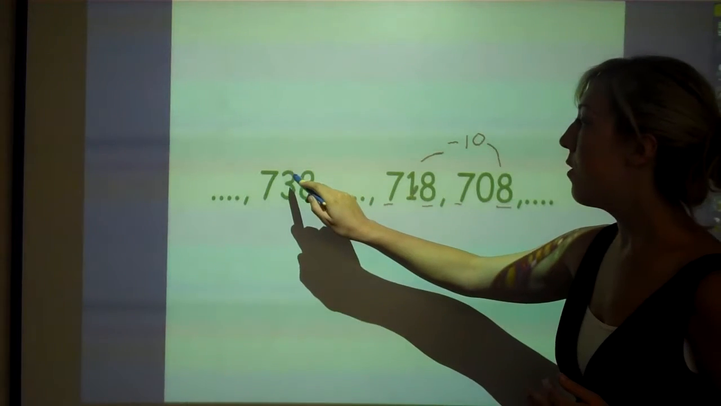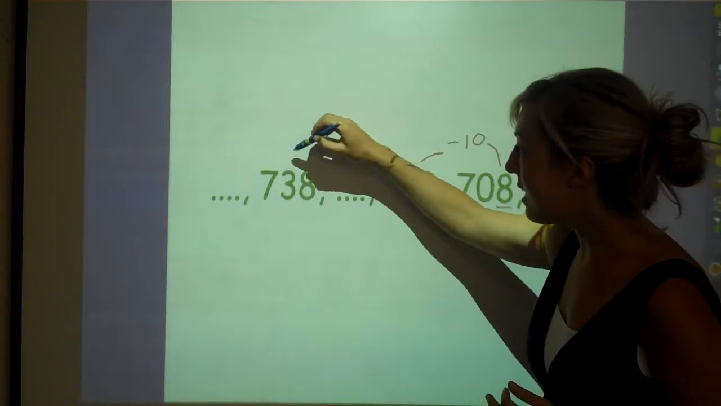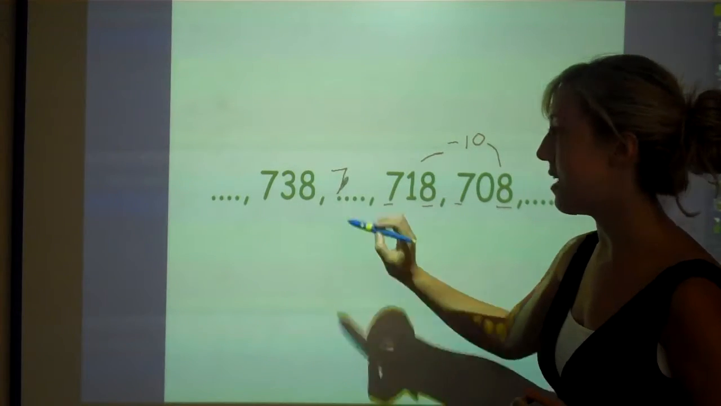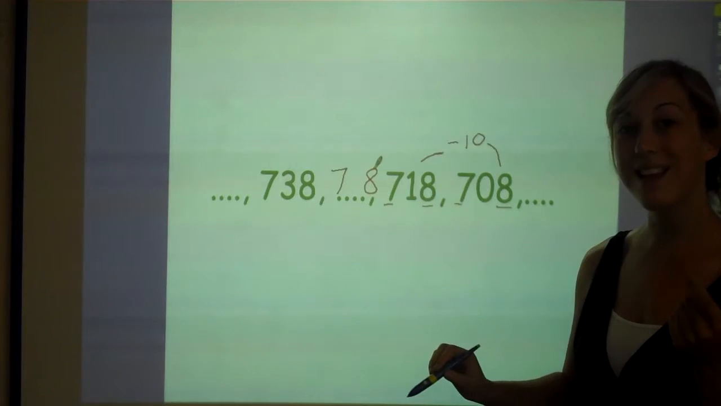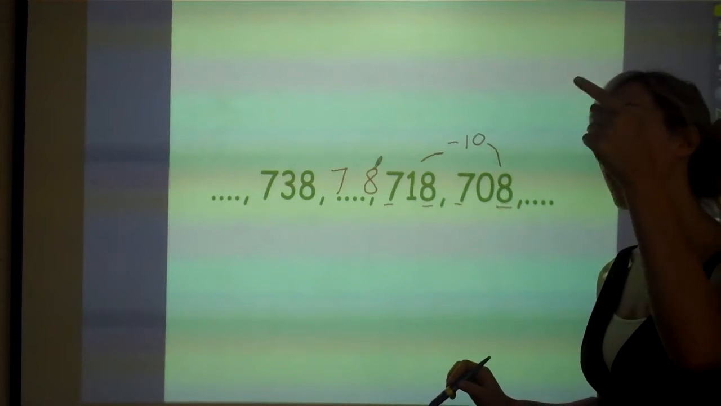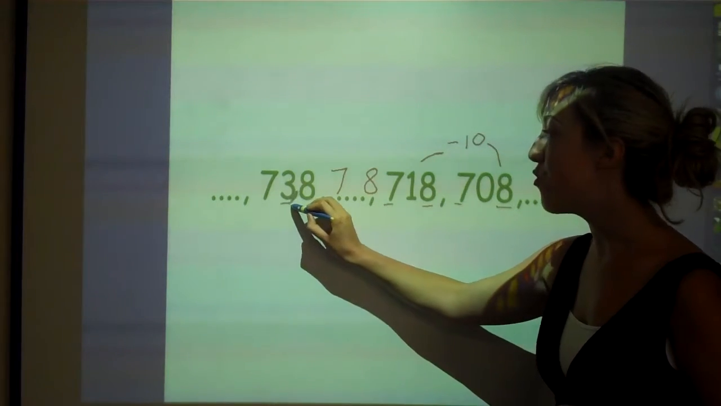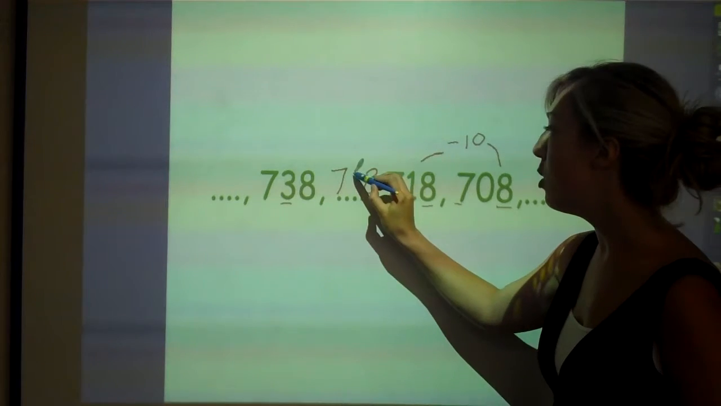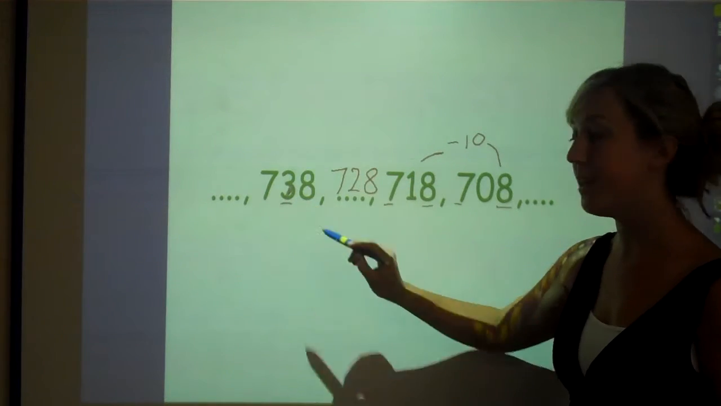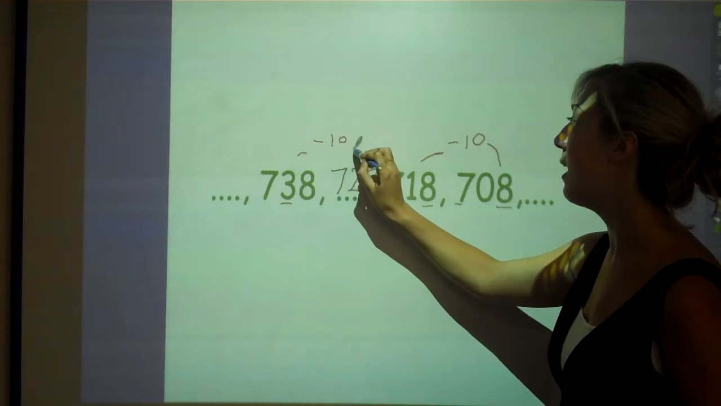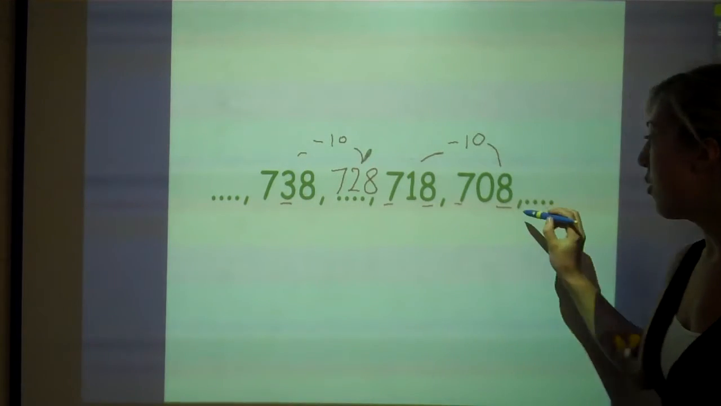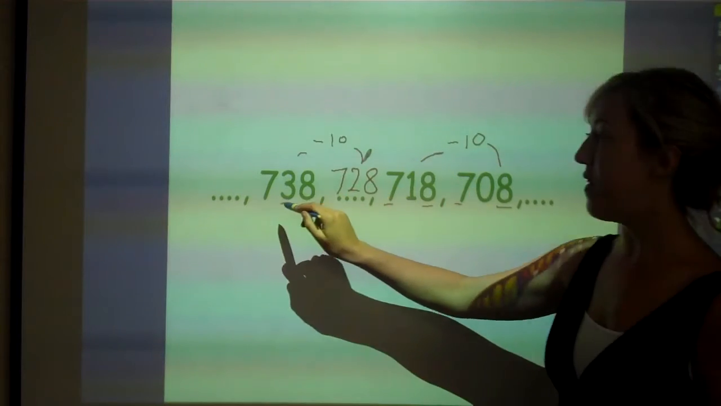So from 738, you know the 100's going to stay the same, you know the unit's going to stay the same, it's only the ten that is changing, and it's decreasing by 1 ten. So 3 tens will become 2 tens, or 30 will become 20, because you've just taken away 10. And then you can work out this one.